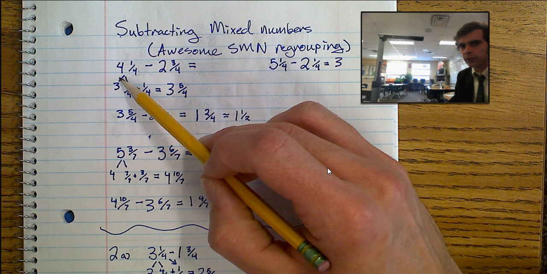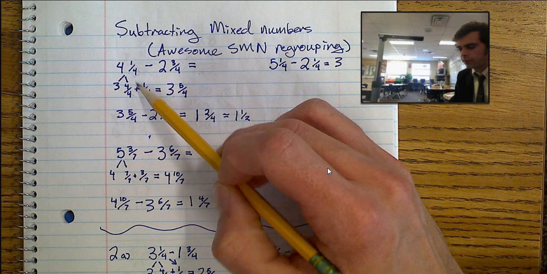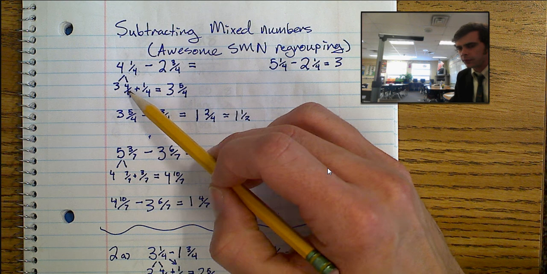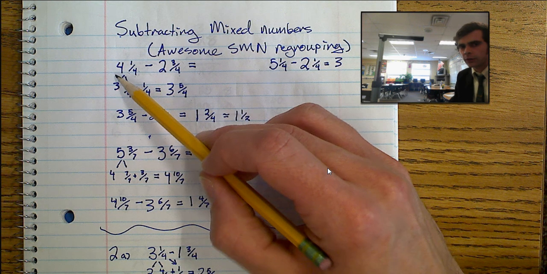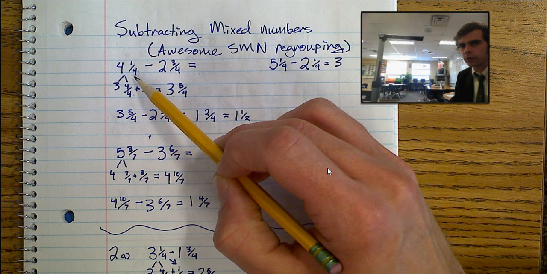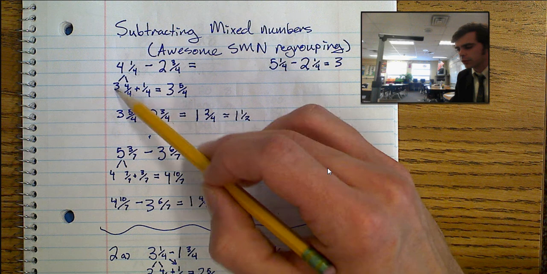That 1 we borrowed from our 4, we need to turn into a fourth. So how many fourths equal 1? 4 fourths. So now we have 3 4/4. That equals our 4. That's what our number bond shows. Now we can't forget about that 1/4. That was a part of our original mixed number. So we need to add that to our regroup number.